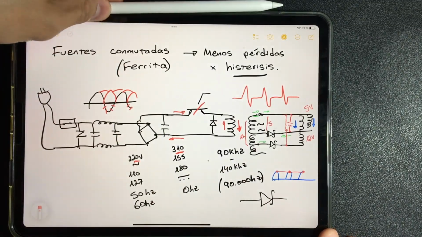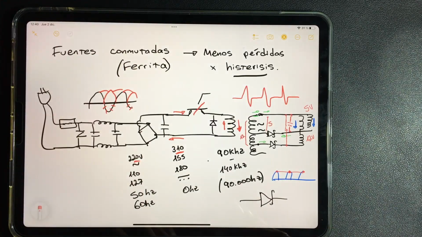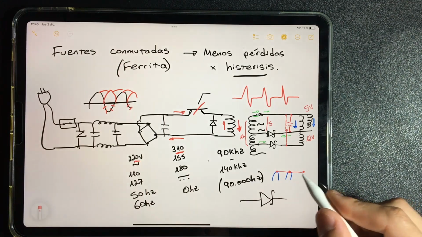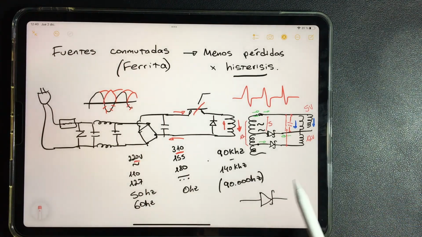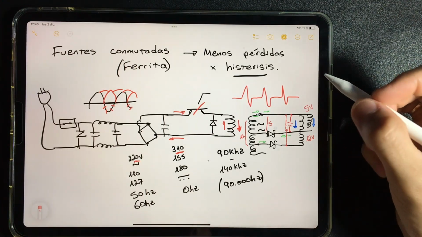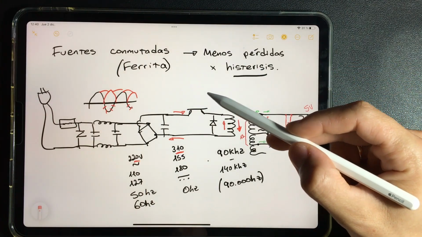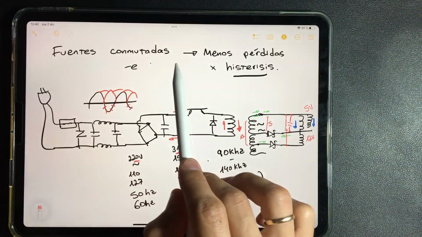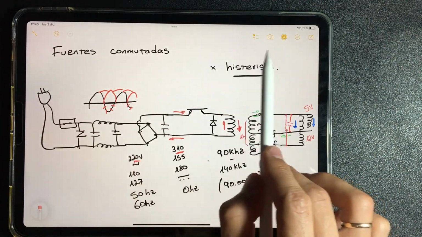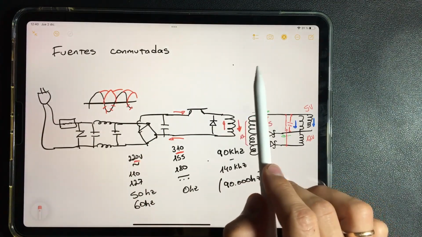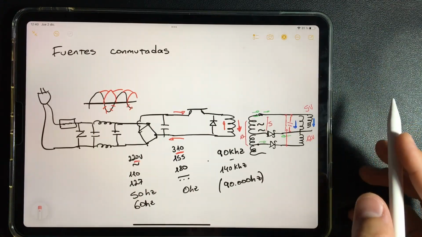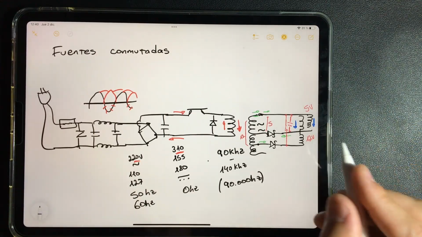I'll clean up the whiteboard a bit. This switched mode power supply is a bit more complex, so there are some things we still need to analyze. Let's clean up our whiteboard and leave it free so we can understand some parameters. Excellent.